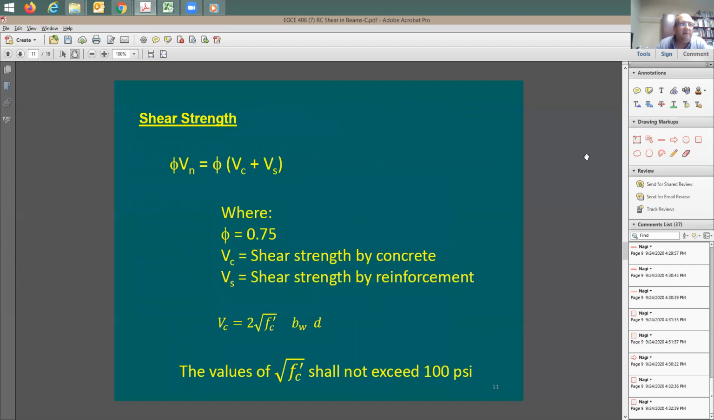Now strength. The strength is simple. The equation is very simple. They say phi Vn is going to have 2 components. One component is going to be coming here from the concrete. The other component is coming from the steel. Now my question to you, which steel am I talking about here? Is this about the bottom reinforcing or the top reinforcing or the ties? I'd like to hear from you guys.